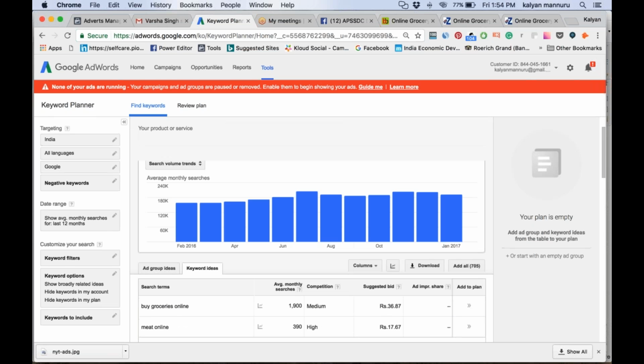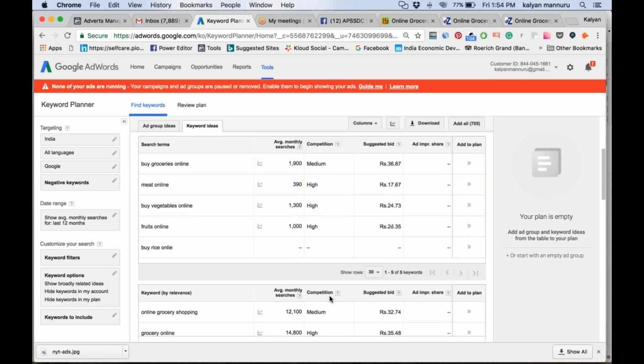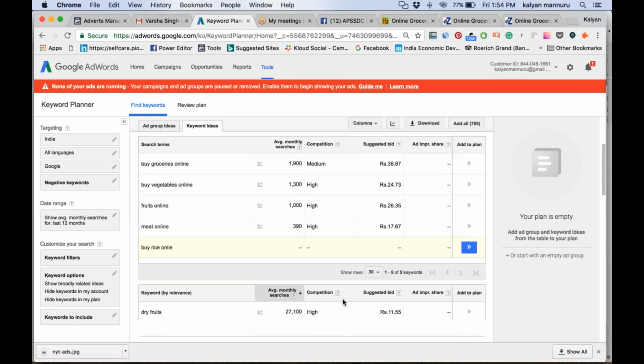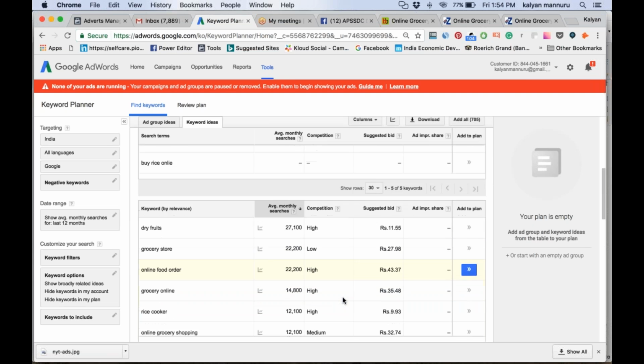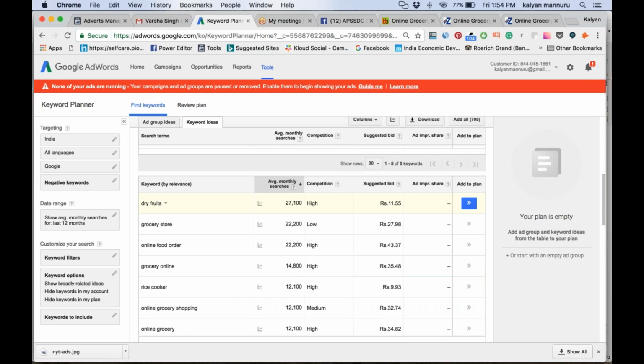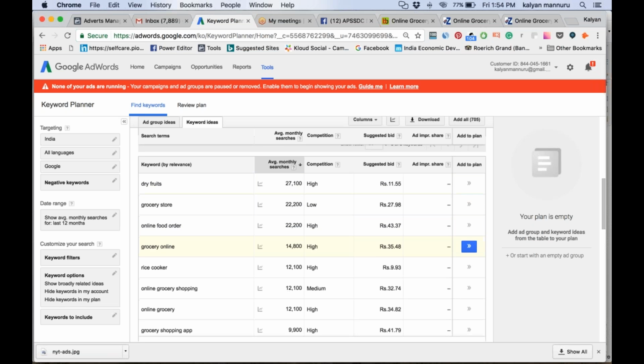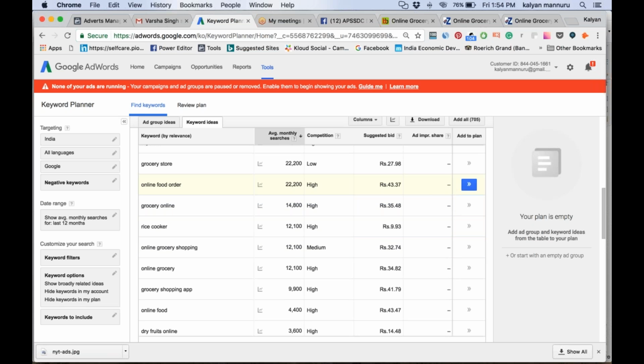So I can also sort this data, sorting it in descending order. I'm pressing it just here on the average monthly searches. So it is now sorted in descending order. So dry fruits has more searches. Grocery store, just grocery store has more searches. Online food order has more searches. So since I'm not serving food on my website, I can remove this keyword from the list of keywords that it is suggesting me.